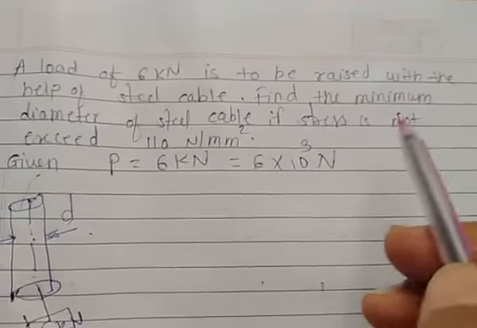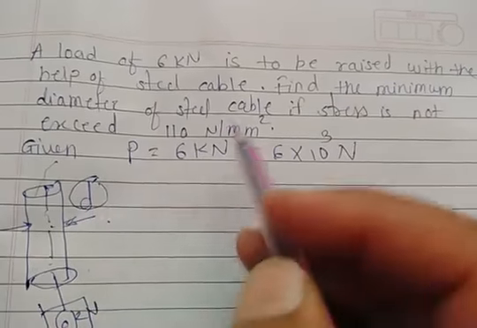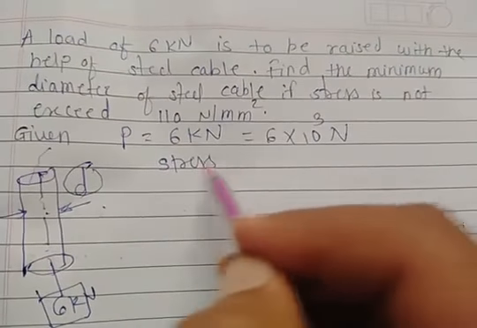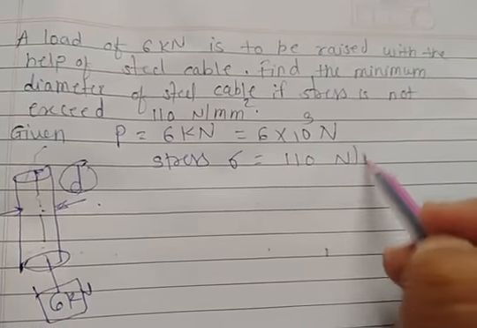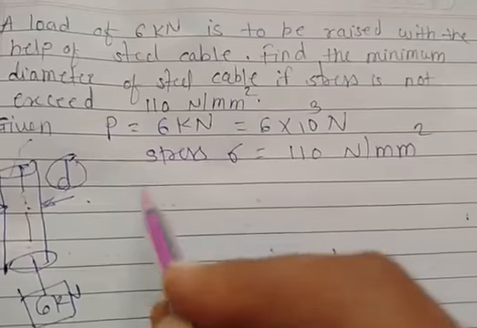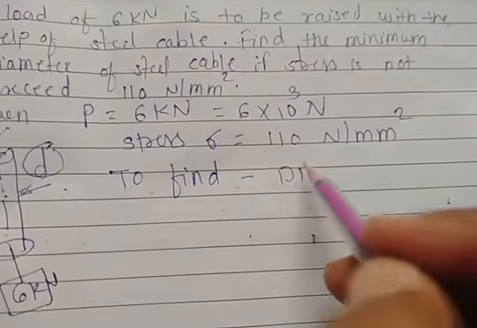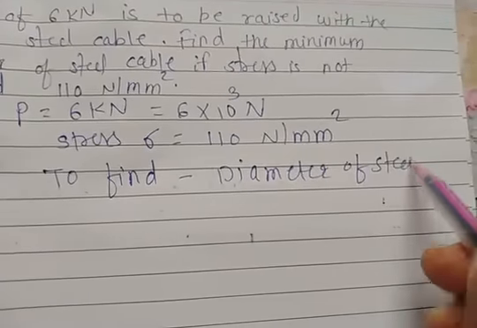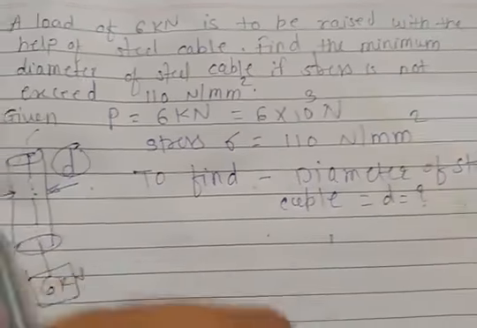Then we have to find the minimum diameter of the steel cable. This diameter we have to calculate. The rest of the given data is the stress, which is denoted by the letter sigma and is equal to 110 newton per mm square. The unit of stress we are keeping as it is. What we have to find is the diameter of the steel cable, denoted by the letter D.